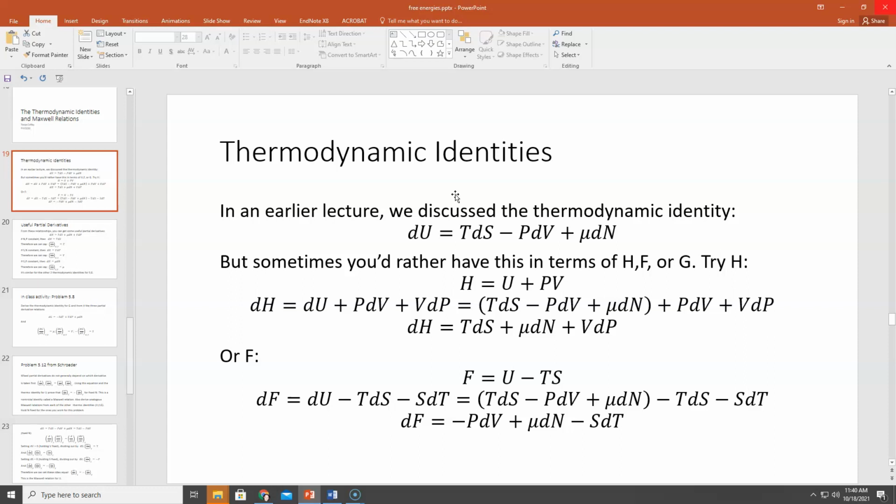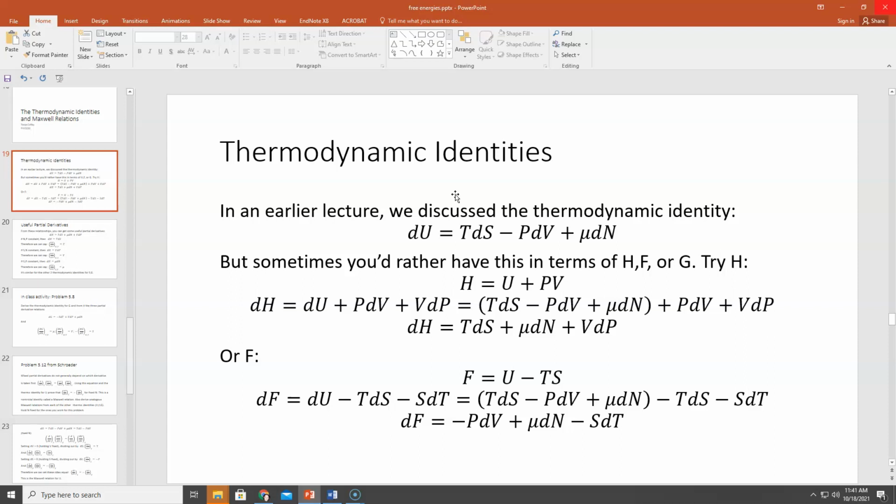Now, you can see that some stuff cancels out. From the dU, you have a minus PdV, and then you have a plus PdV outside. And so those two things cancel. And then what you end up with is dH is TdS plus mu dN plus VdP. So there's your thermodynamic identity for the enthalpy.